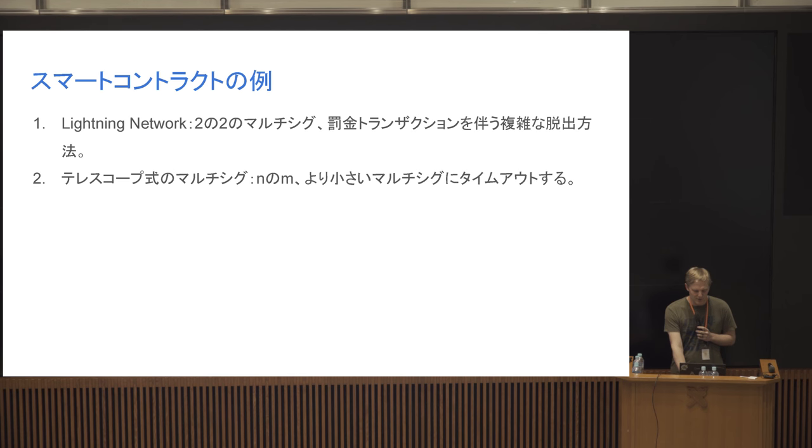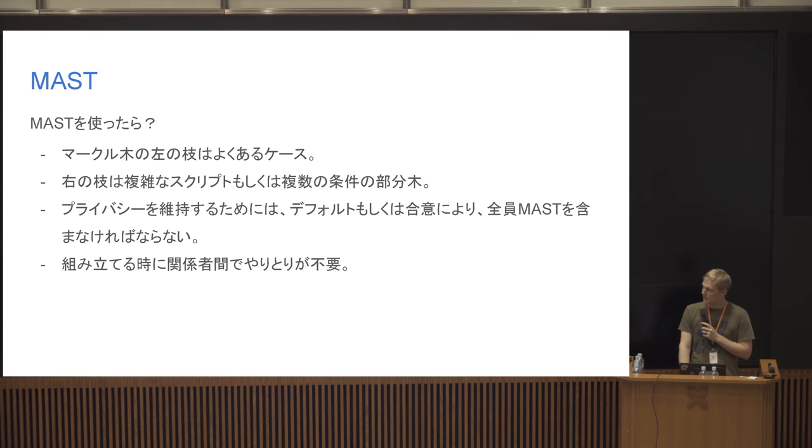So in the Lightning Network case, the typical case is the two of two multisig, which with Schnorr could look like one. With the expensive scripts that punish the bad behavior, or the unilateral closings, which means if your cosigner in the channel goes offline, you have to spend more money to get your money back, and that's not great. For telescoping multisigs, you have N of M multisig with a timeout to a small multisig, as I said. So there's a couple cases.